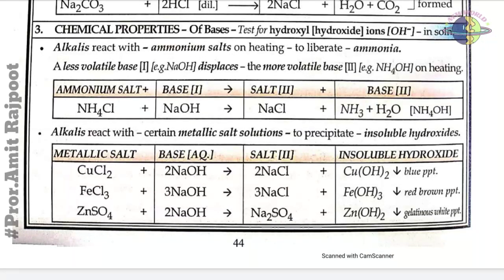Alkalis react with certain metallic salt solutions to precipitate insoluble hydroxides. See the reaction below: metallic salt CuCl2 will react with base 2NaOH to give out 2NaCl plus Cu(OH)2, which is a blue PPT. Blue PPT means blue precipitate.